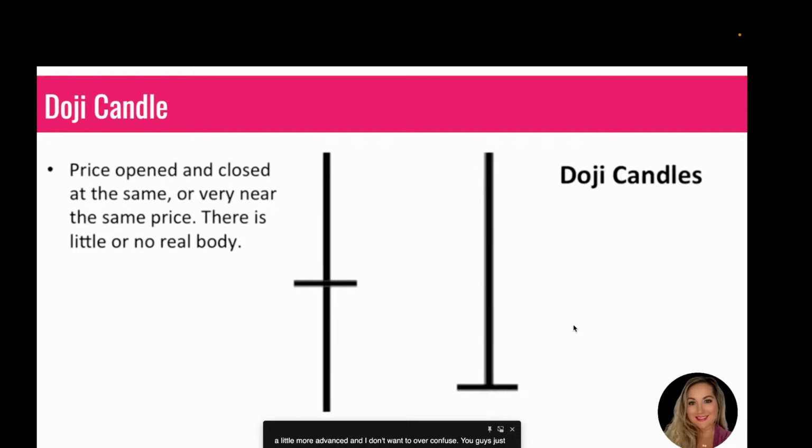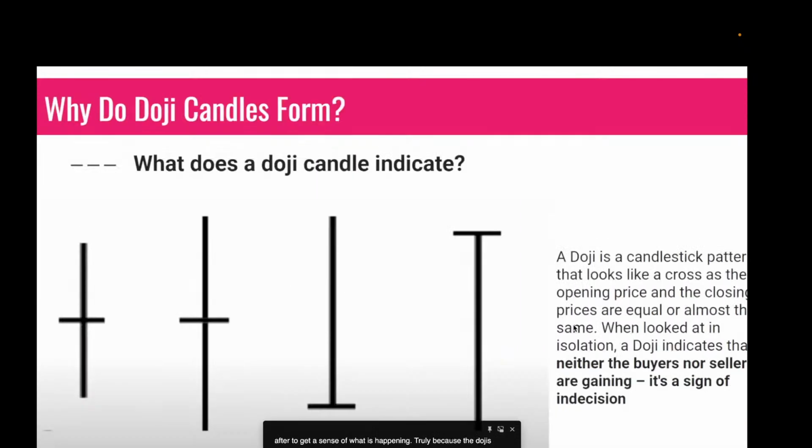There's plenty of different dojis you can find, and the overall concept of a doji when you see them is they're just kind of inconclusive, and you would wait probably one candle or two candles after to get a sense of what is happening truly, because the dojis could go either way. They're neutral. So I just kind of ran over quickly why they could be neutral, but to give you guys a little bit of a better understanding, a doji is a candlestick pattern that looks like a cross, and it can cross at any point in that wick as long as the opening price and the closing price are equal or almost the same.